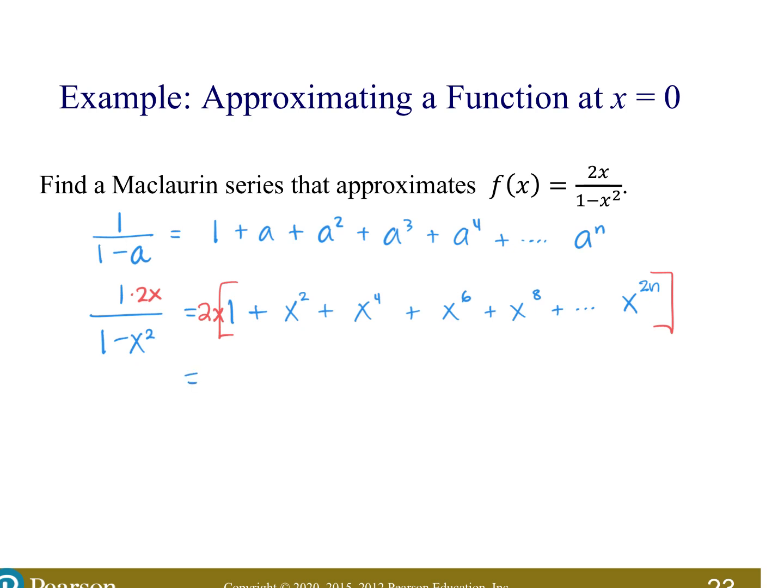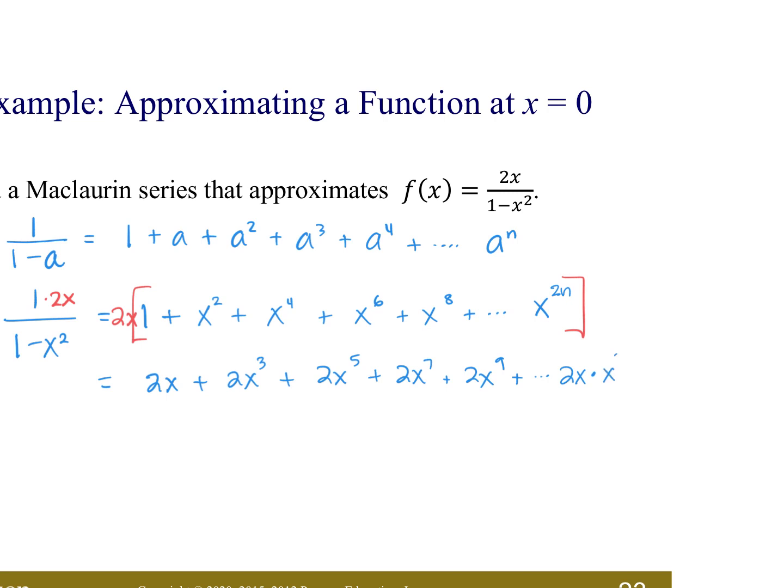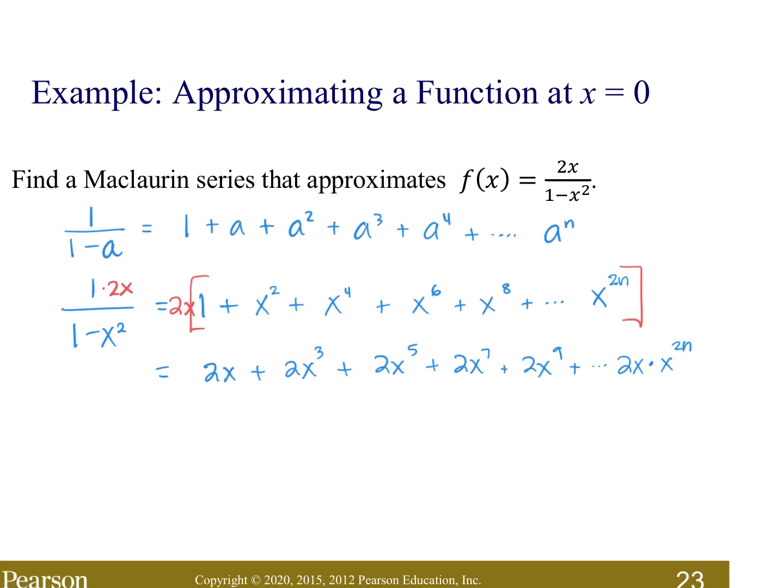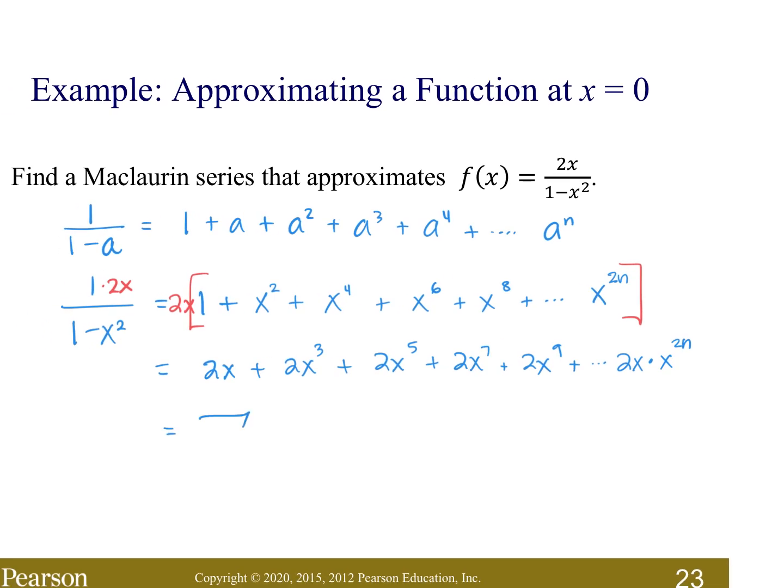So now my pattern becomes 2x plus 2x to the 3rd plus 2x to the 5th plus 2x to the 7th plus 2x to the 9th plus ... 2x multiplied by x to the 2n. So we should be able to generalize that in our final term.